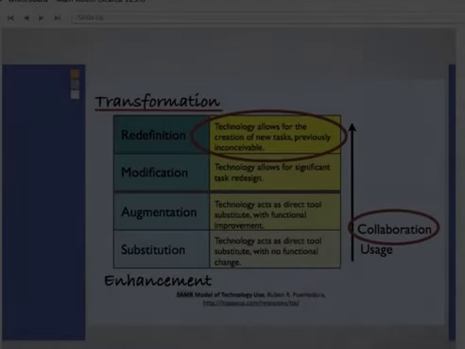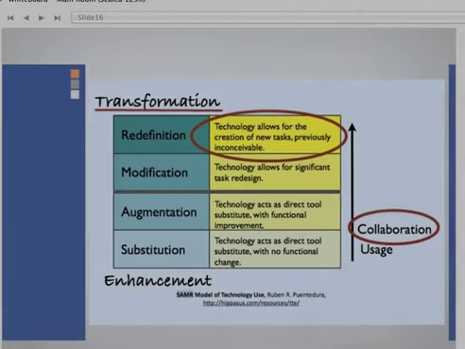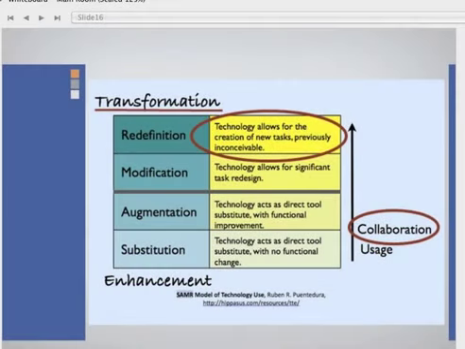So the next slide we are going to look at is the SAMR model. If you have seen the SAMR model before, would you please click on your yes button, selecting yes for your answer, if you've seen the SAMR model. Okay.